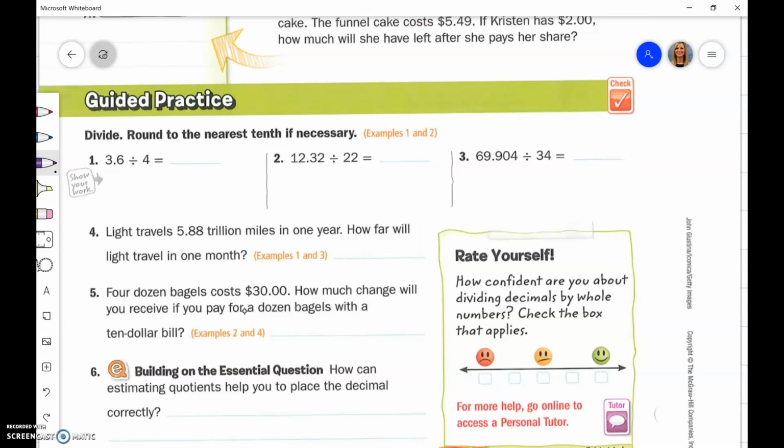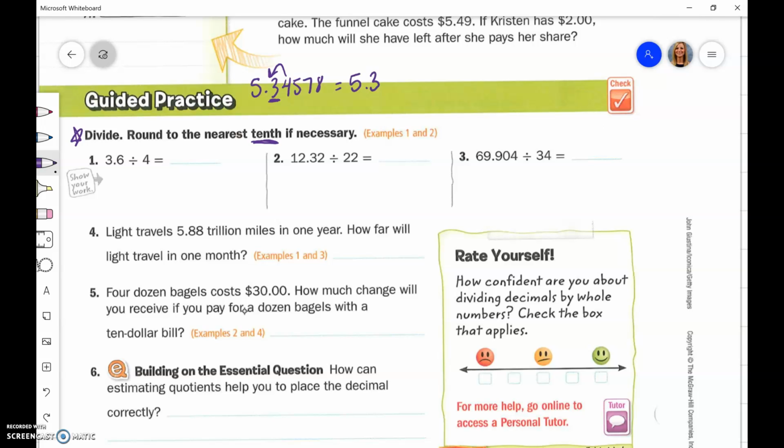Okay. You're going to see right here that for the directions, it says divide and round to the nearest tenth if necessary. So, for example, if we have an answer that keeps going, 5.34678, and it just keeps going on and on and on, we're going to round to the nearest tenth. So that 4 is going to tell that 3 to stay the same, which means that would be 5 and 3/10.